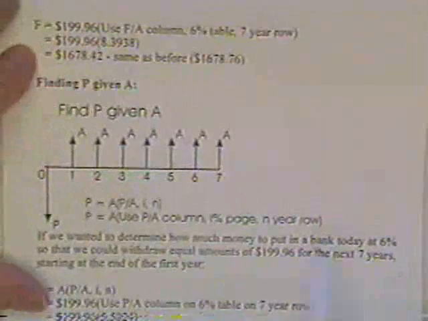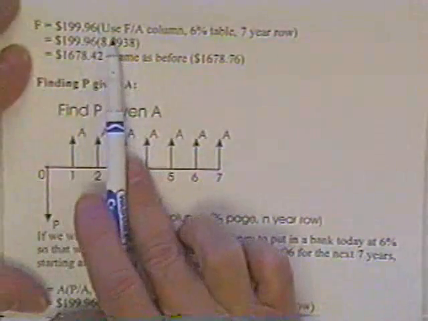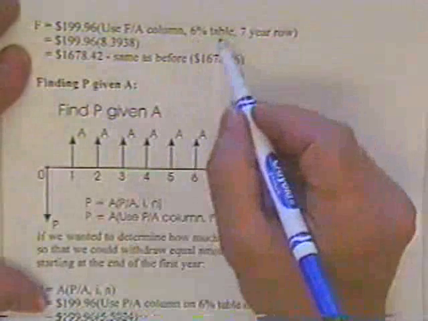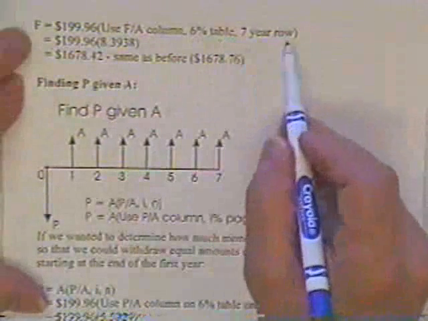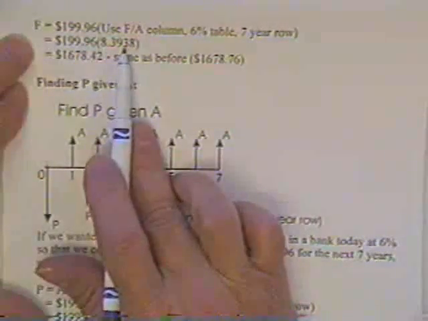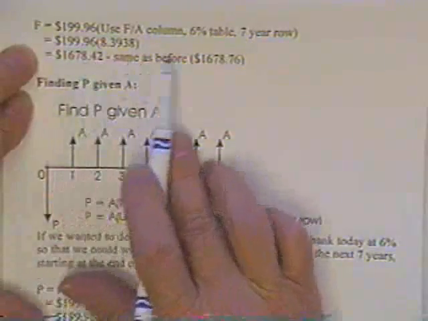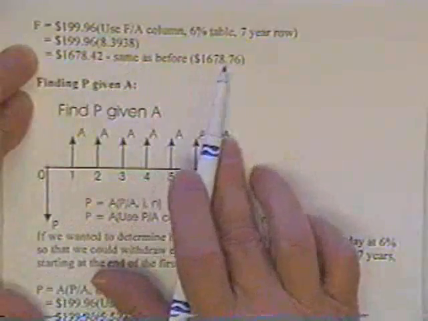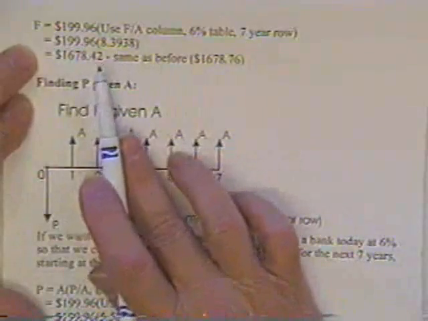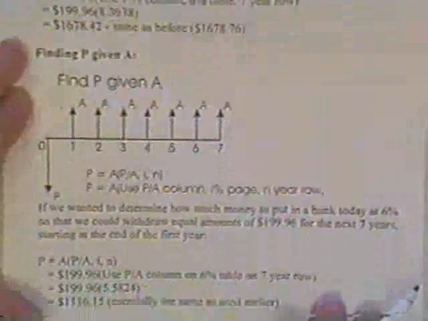We do that by multiplying $199.96. We use the F over A column, the 6% table. That's correct this time. 7-year row. The factor is 8.3938 if you'll check that in the book, which gives you $1,678, which is almost the same as we got before. There's only 4 decimals of accuracy on the number there, so you're not going to get exactly the same, but they're also not going to ask you answers that close either.